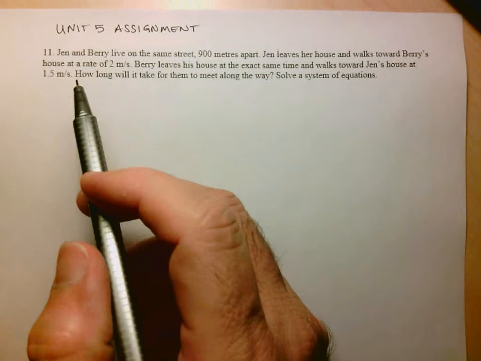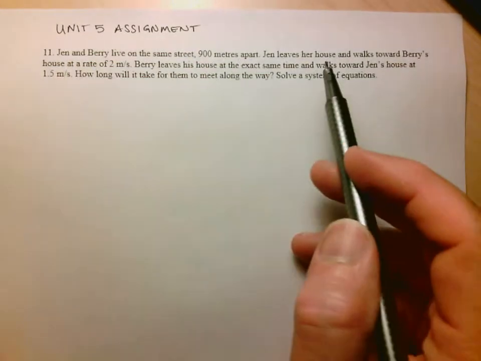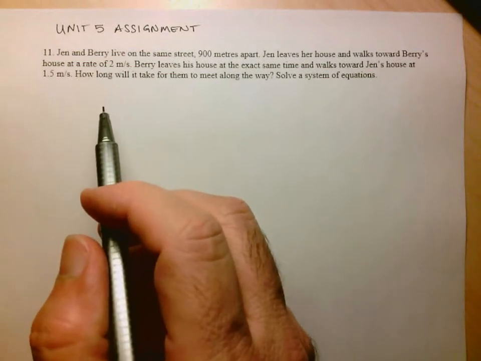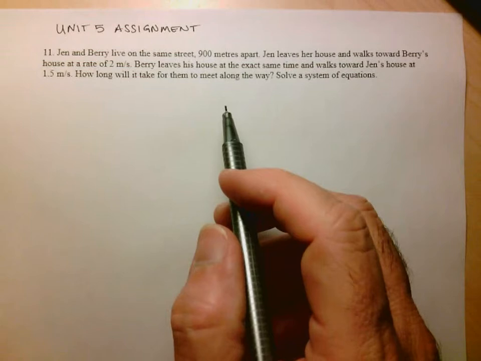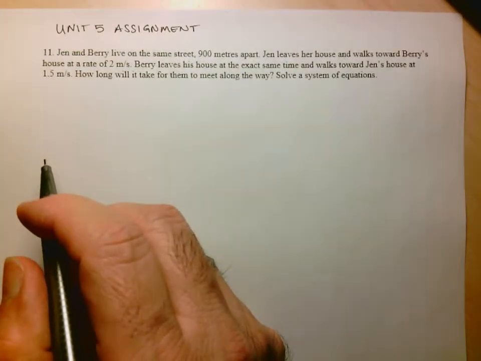Hi folks, we're going to take a look at number 11 from the Unit 5 assignment. So let's start by reading the question. Here you have Jen and Barry, who live on the same street, 900 meters apart. Jen leaves her house and walks to Barry's house at a rate of 2 meters per second. And at the same time, Barry leaves his house and walks towards Jen's house at 1.5 meters per second. How long will it take for them to meet along the way?